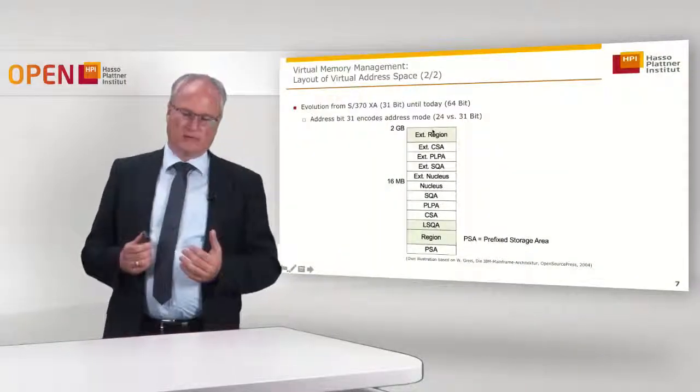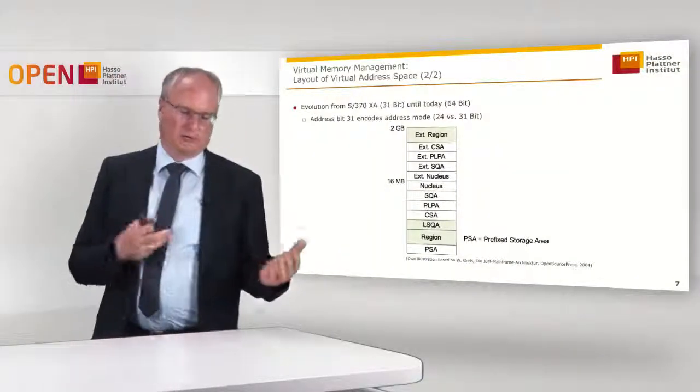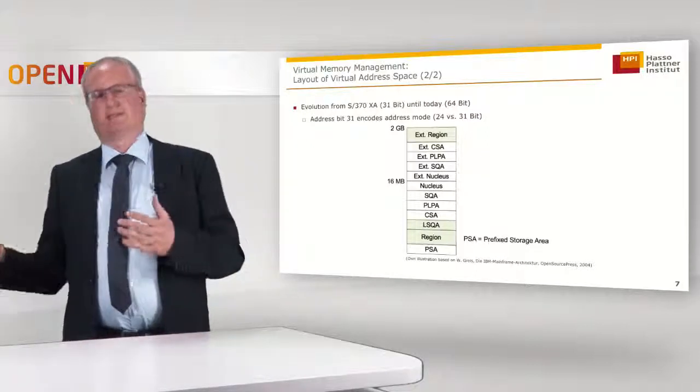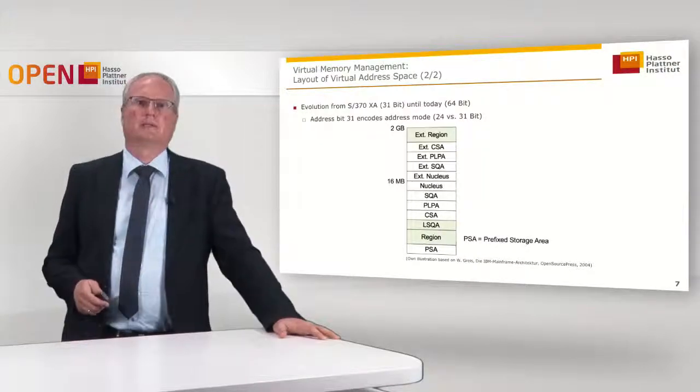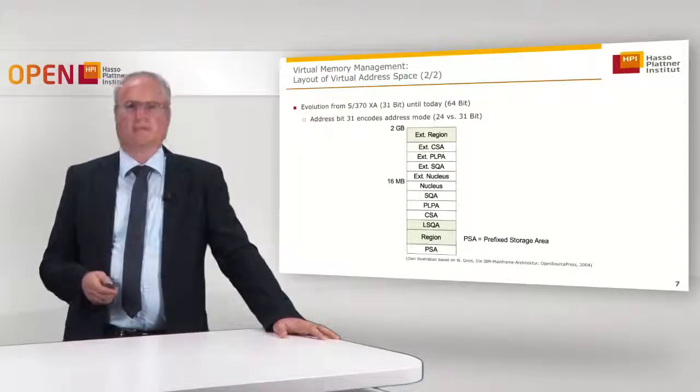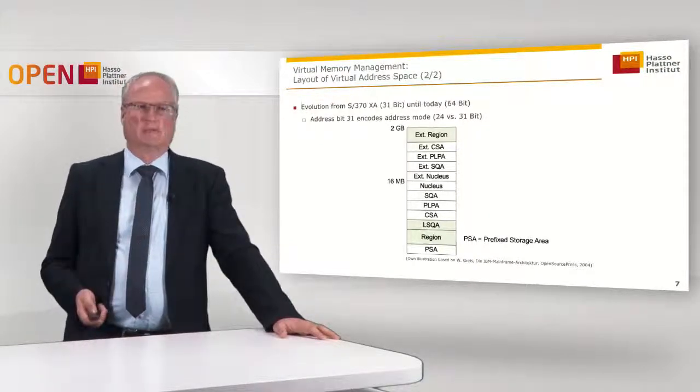Of course, it can happen that you have a 31-bit or 64-bit program that links a 24-bit library. So you could also have switching between these in one process. And this means that both need to be present in parallel.